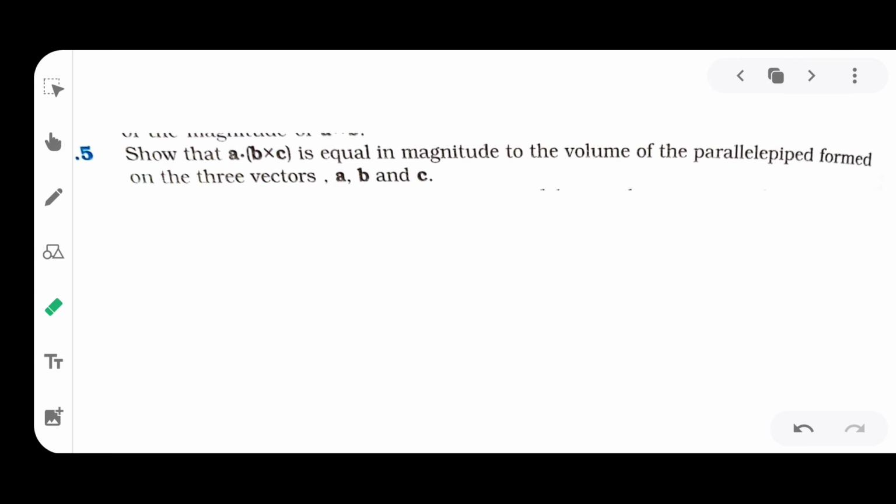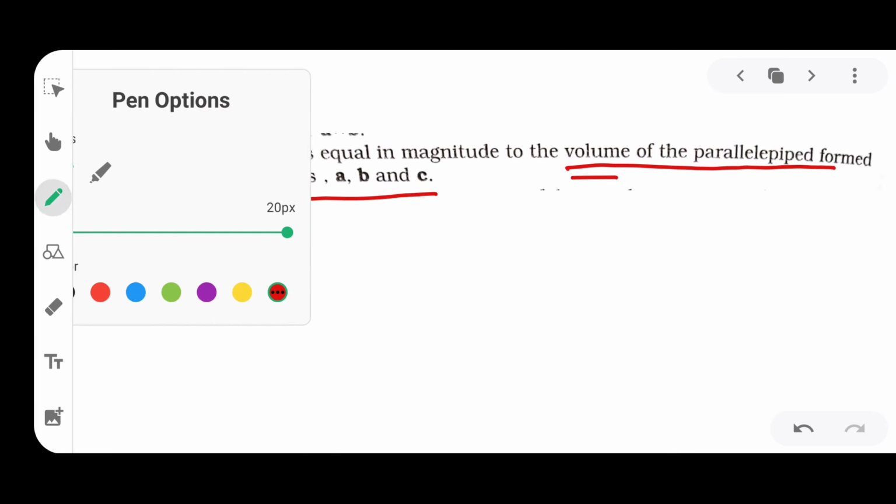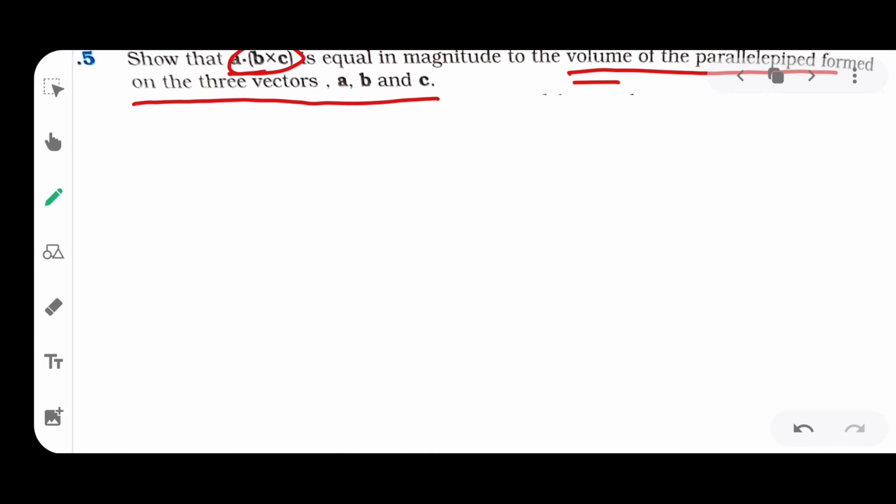The next question is: show that A vector dot B vector cross C vector is equal in magnitude to the volume of the parallelepiped formed on the three vectors A, B and C. So we have to prove that this is equal to the volume. What will we do? First I'll draw the diagram of the parallelepiped for you. I'm a little weak in drawing diagrams, but anyway I'll try.